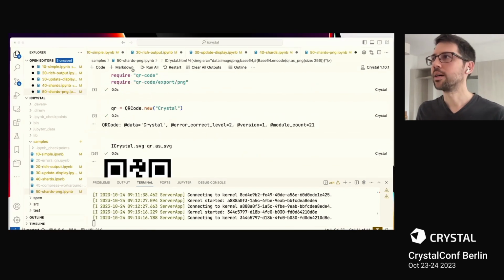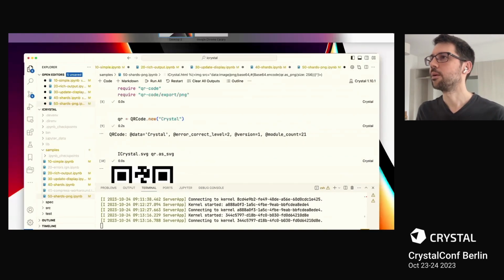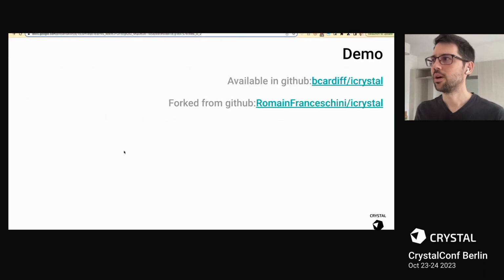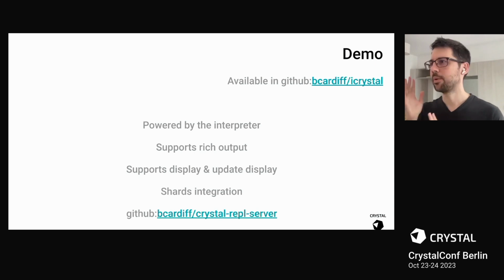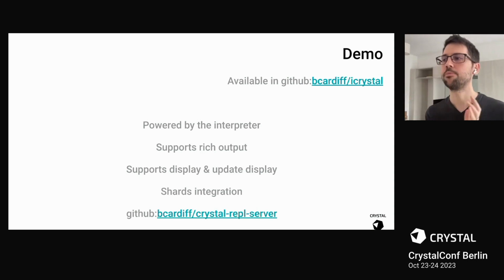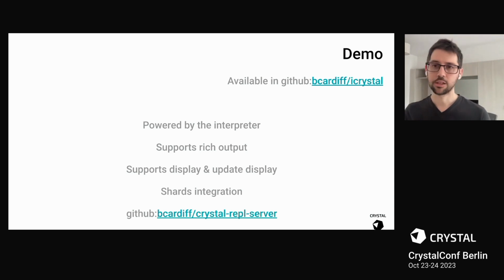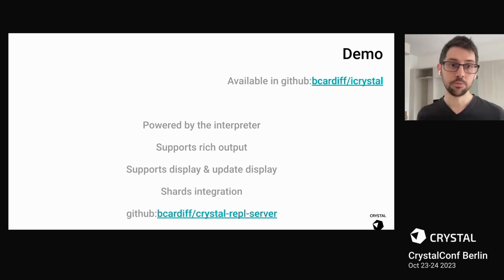Now I need to go back to the presentation. So the demo. This is what we have. We have this kernel powered by the interpreter. It supports rich output, supports the display and update display protocol of Jupyter Notebook, and it supports shards integration.